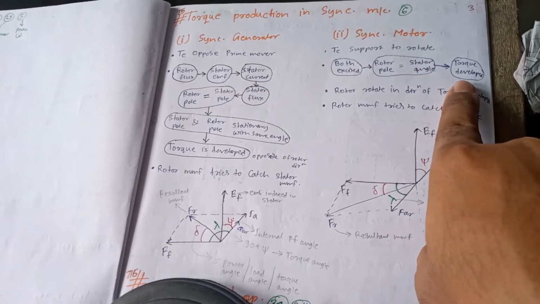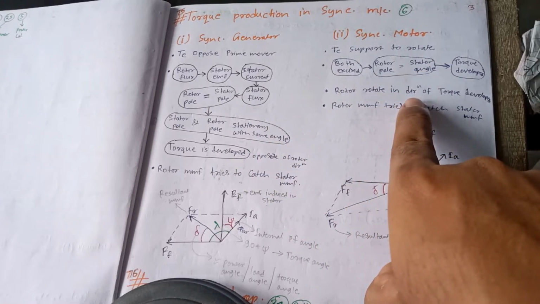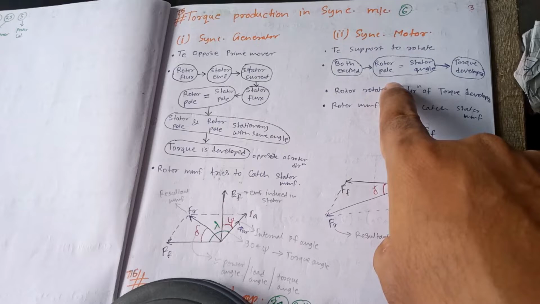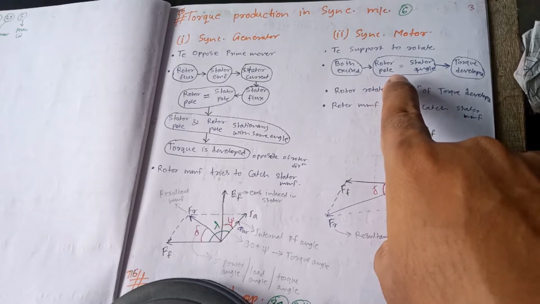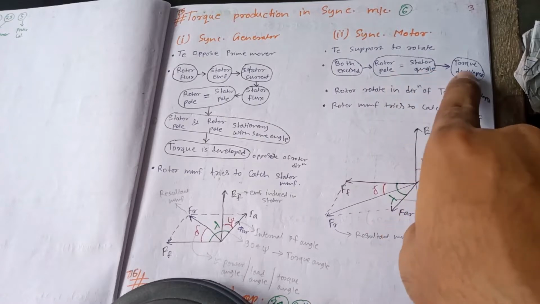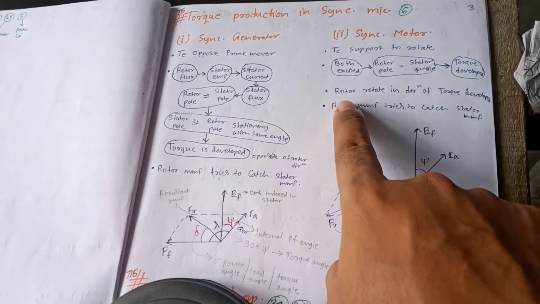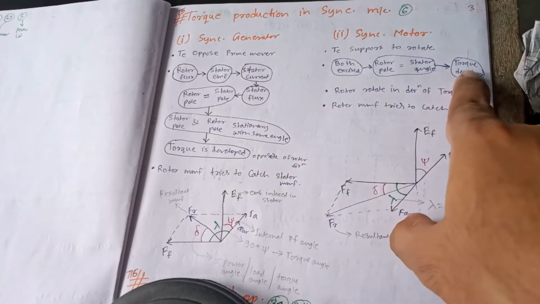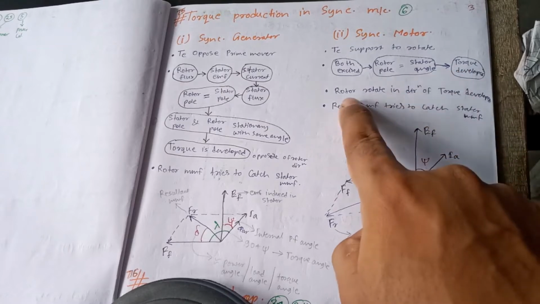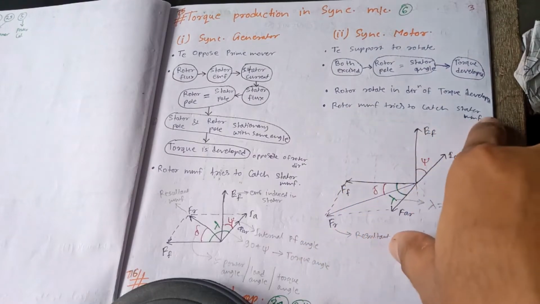Finally, what we have to remember in these two is that for the production of torque, whether in a generator or a motor, the main requirement is that the stator pole should be equal to the rotor pole, and they should be stationary with respect to each other with some angle. In both we have the same for torque production. The rotor rotates in the direction of the torque developed. Here also the rotor flux tries to catch the stator mmf.